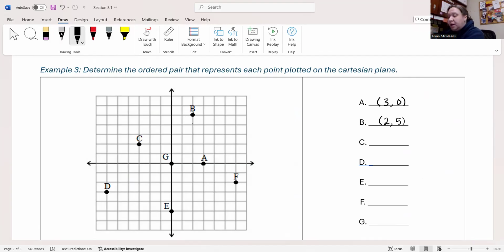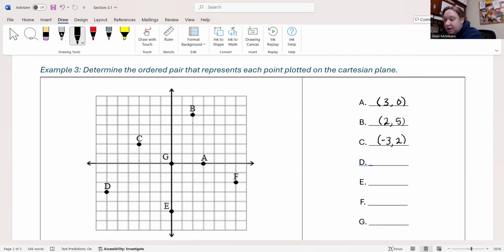Okay, C. To get to C, that's in quadrant 2. So from the origin, I would have to go to the left. I'd have to go to the left 1, 2, 3. And then from that point, I would have to go up 2 to get to C. So my x coordinate would have to be negative 3, and then my y coordinate would have to be positive 2.